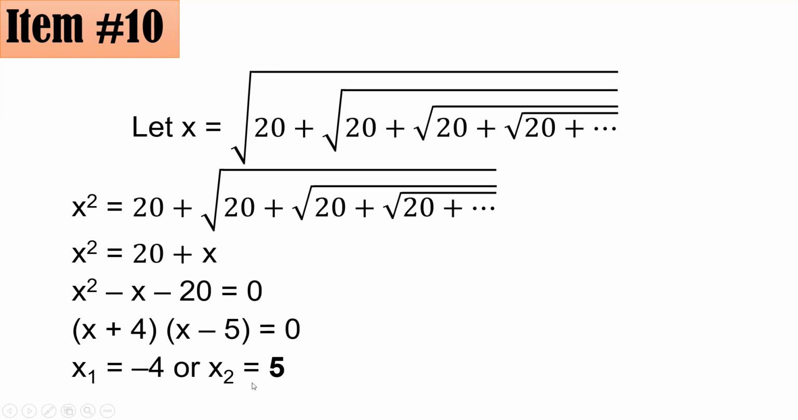But remember, meron pong dalawang values. But since you are adding here positive values, in this case po ha, adding positive values will never result to a negative value. So we are sure that x sub 1 equals negative 4 is an extraneous root. Hindi po niya nasasatisfy yung equation natin. And therefore, we will adapt the positive value, which is 5. Hence, the correct answer po is letter C.